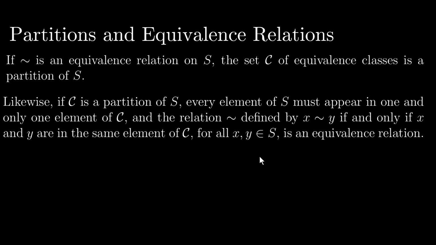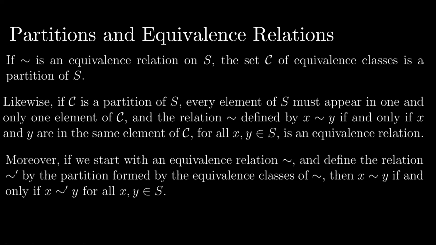Likewise, if C is a partition of S, then every element in S must appear in one and only one element of the partition, okay? And this means that if we define a relation, tilde, by X is equivalent to Y if and only if they're in the same element of the partition, this is an equivalence relation. And actually, if we start with an equivalence relation and define this relation on the partition of its equivalence classes, then we get the original equivalence relation back, right? X is similar to Y in the first equivalence relation if and only if it is similar to Y in the second. So equivalence relations define partitions and vice versa.